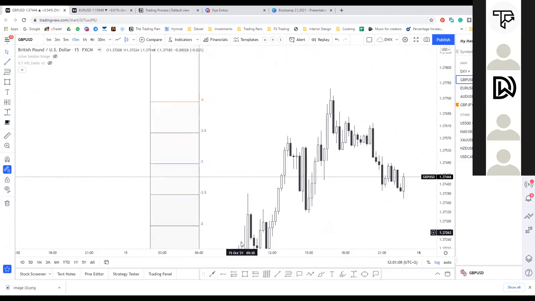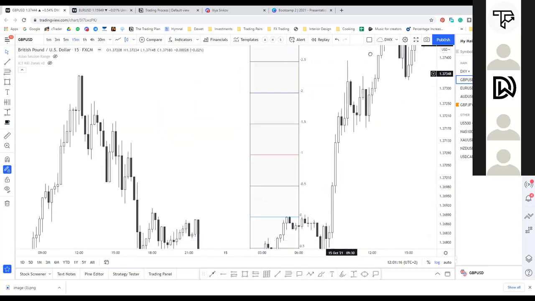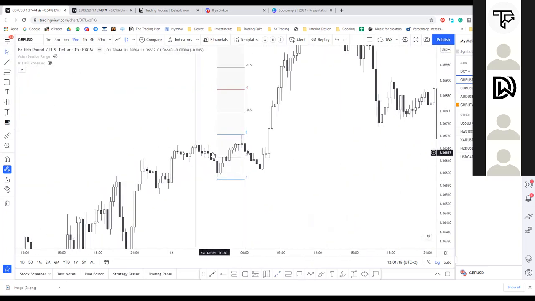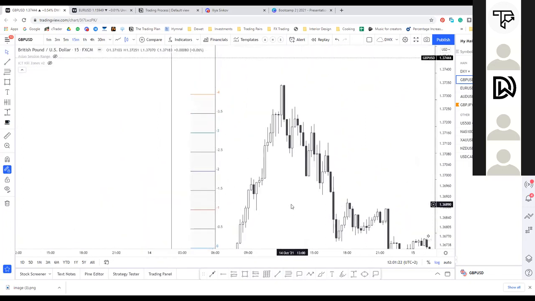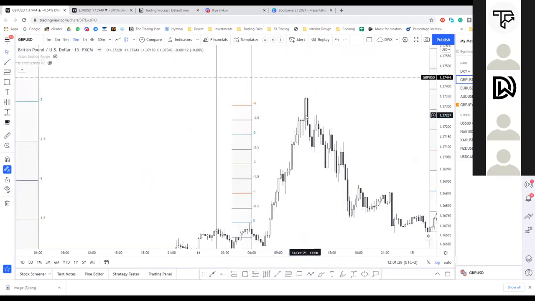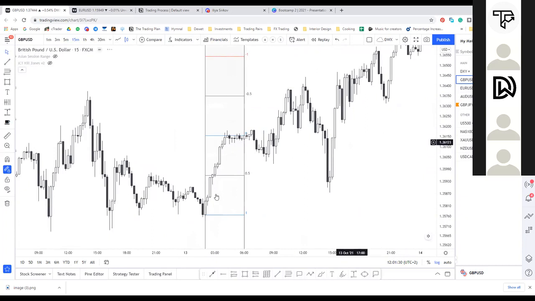So just want to show you the accuracy for projection blocks. And we see price reverse from there. The next one, we see price consolidating, moving sideways, place the tool, big expansion day, 4 projection blocks. This one, a big expansion day, so we're looking for half increments.